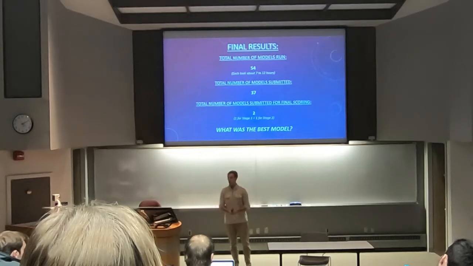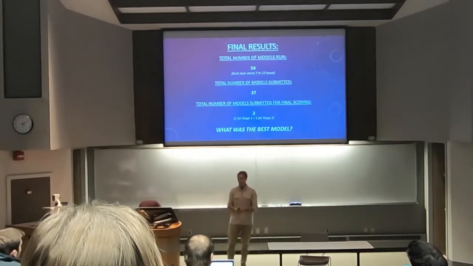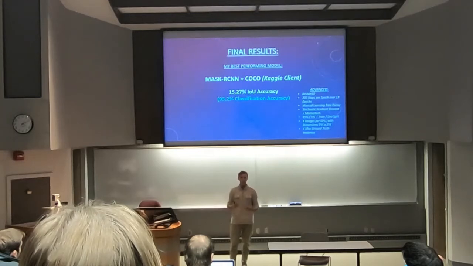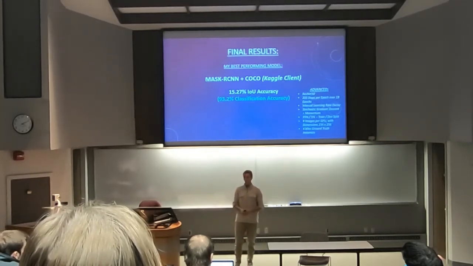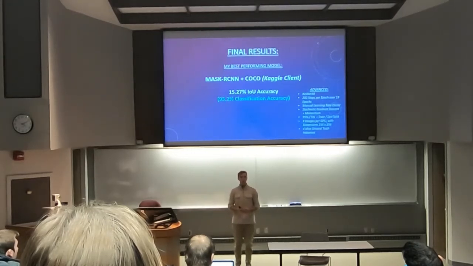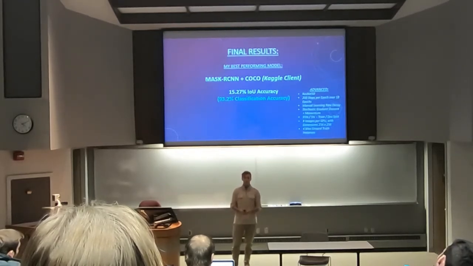And then the total models for final scoring that I was able to submit for stage 1 versus stage 2 was only 2, of course. And so the big question is, what was the best model? What I was able to pull out was Mask R-CNN with COCO transfer learning, as Cassie was talking about in her talk, using the Kaggle client. And it had a 15.27% accuracy. And although that might not seem very accurate, it was actually a very significant difference.